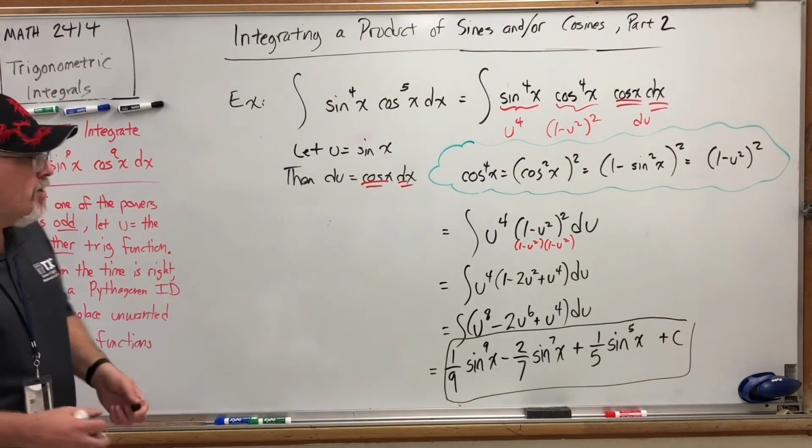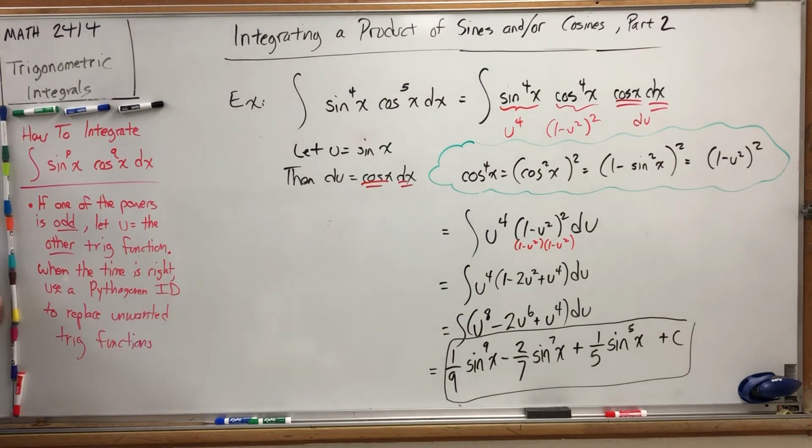Go figure. We're going to take a look at another example because this says what to do if one of the powers is odd. But what if they're both odd? What if both powers of sine and cosine happen to be odd? Let's see.